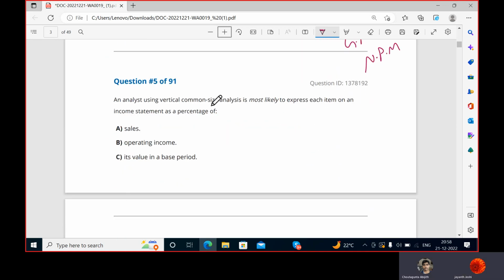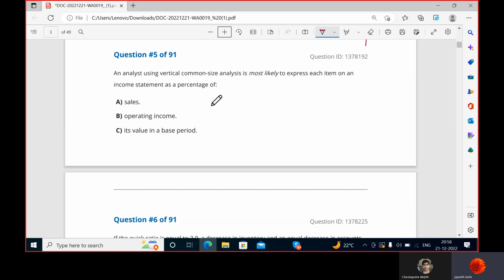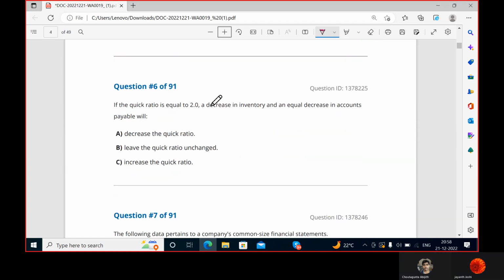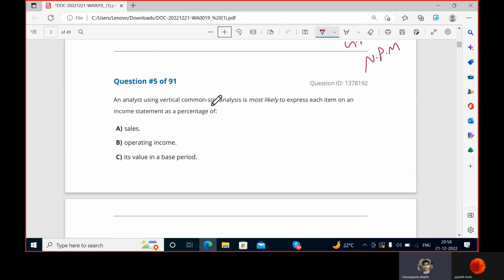This one. Okay, common size we did not discuss. Leave it. Hey, I'll attempt. Sorry? Can I attempt it? Yeah, no problem. See, we have not done that, so I'm not putting any pressure on you. That would be sales, na, the first one. An analyst using vertical common size statement analysis is most likely to express each item on the income statement as a percentage of sales. Yeah, that's great. Very good. Nice. Next.